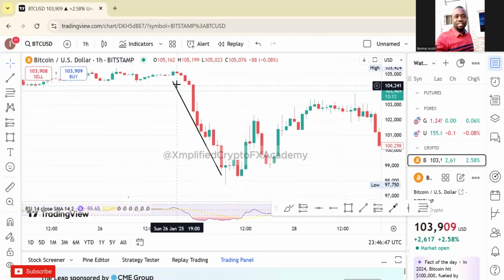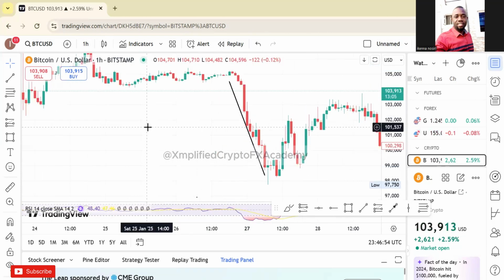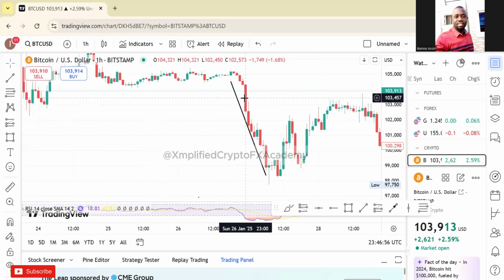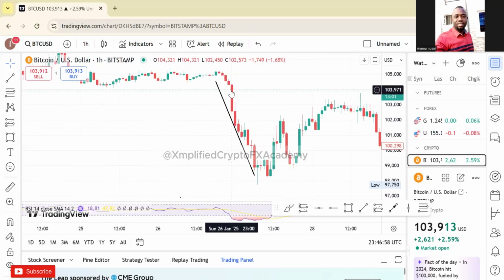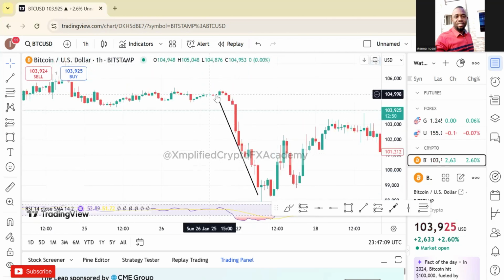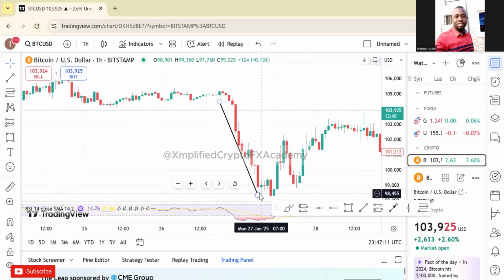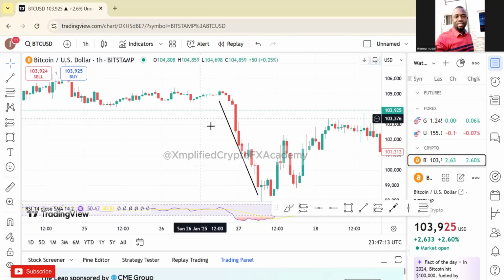Looking at this drawing, this is a downfall, a downtrend. Market is falling down. People are selling off. So this is the kind of trend we call a bearish trend. The price of Bitcoin started falling from 104 to 98 something, giving us this continuation of red candles, red candles, red candles.